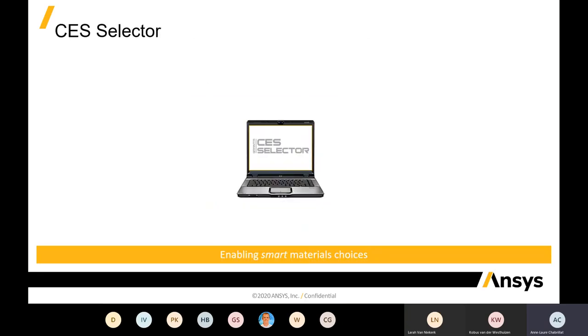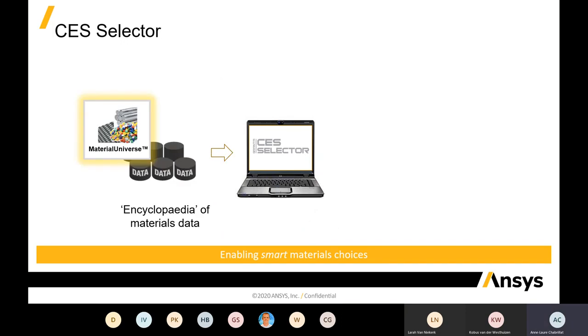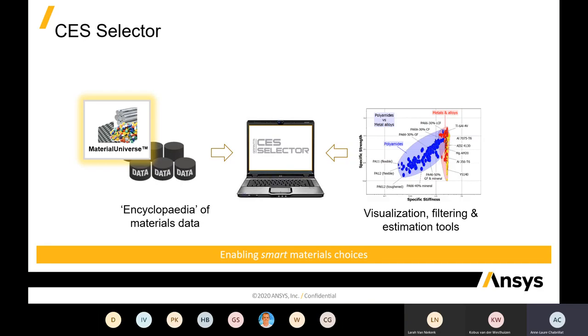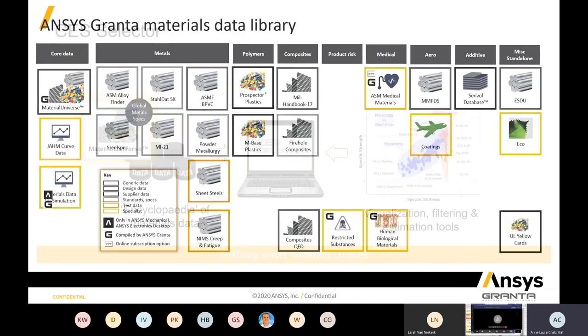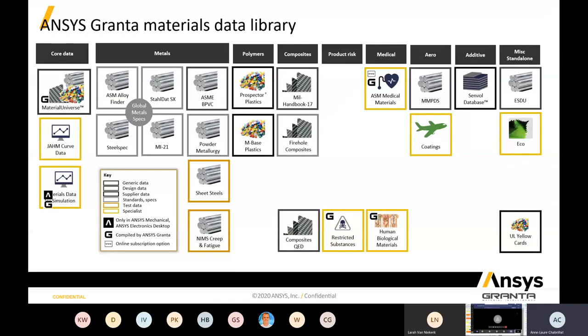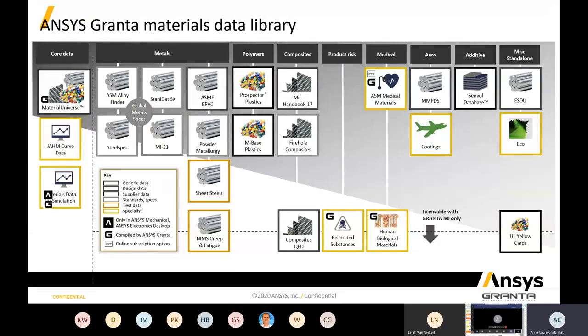So to do this, I will use CS Selector, so Granta Selector, which gathers a big library of materials and some tools to help you filter, make decisions, and estimate different alternatives. So here is the picture of all the materials that you could find available within the Granta Selector. So just in the core data, most of what we'll look at today is material universe.